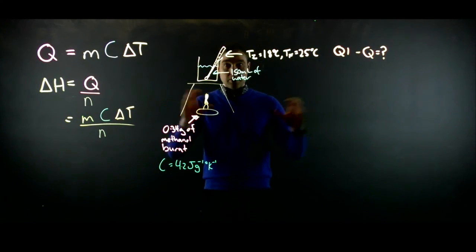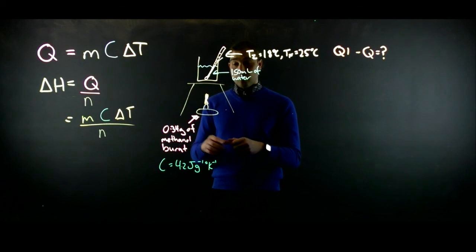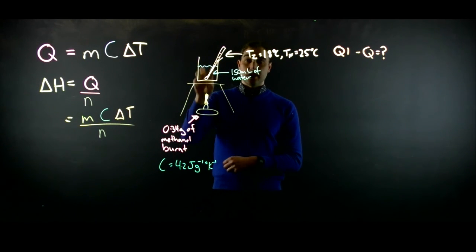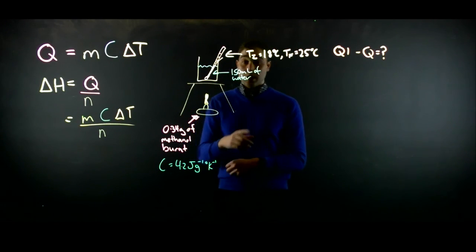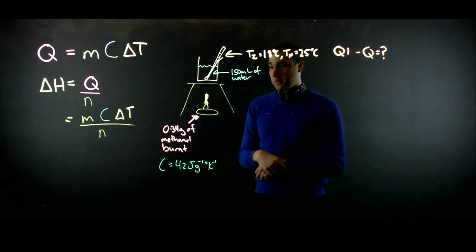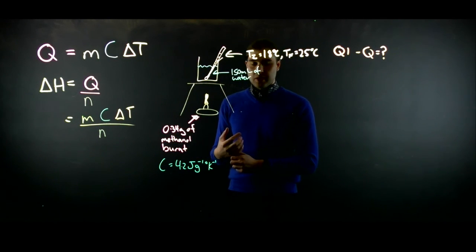So here's my first question, and here's the setup for it. We are burning 0.34 grams of methanol in a spirit burner. Here's my spirit burner down here. It's generating heat that's heating up some water. We're measuring the change in temperature of the water by using a thermometer. We've got 150 mL of water in the beaker that we're heating up. Down here it says 0.34 grams of methanol is burnt.